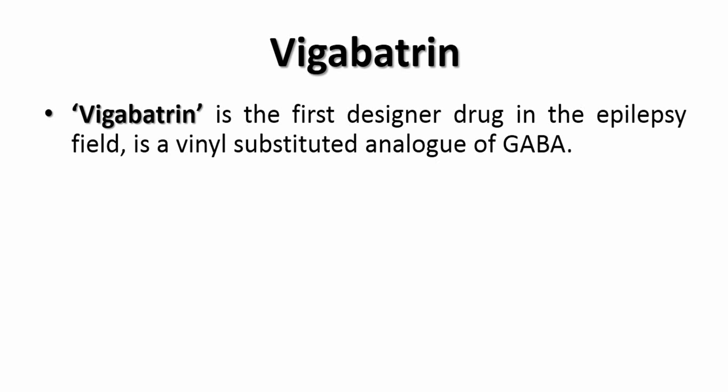The next drug that we are going to study is Vigabatrin. Vigabatrin is the first designer drug in the epilepsy field. It's the first designer drug, and this drug is a vinyl substituted analog of the neurotransmitter GABA. This drug acts by inhibiting GABA transaminase.